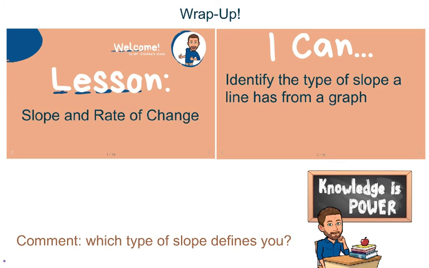Today we learned about slope and rate of change. So now you should be able to identify the type of slope a line has from the graph.